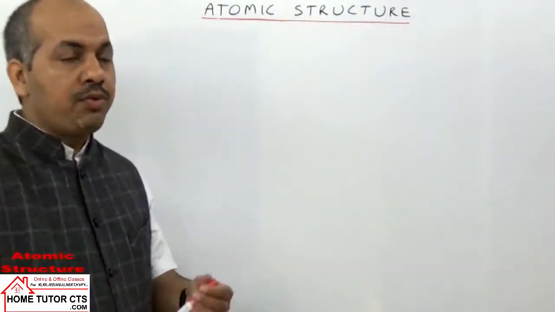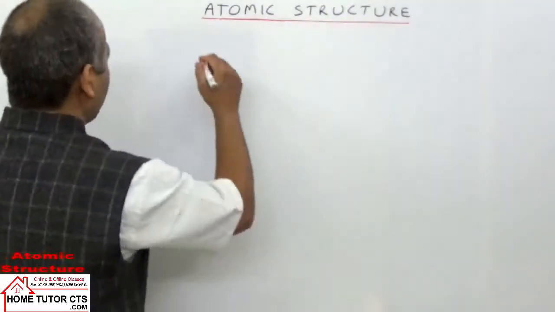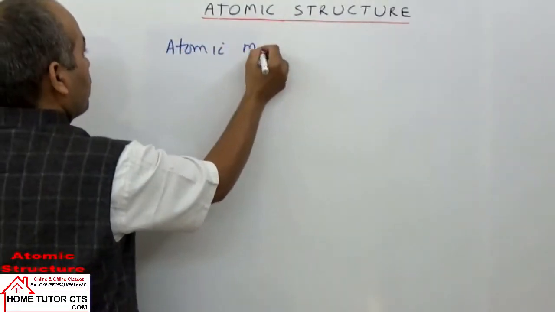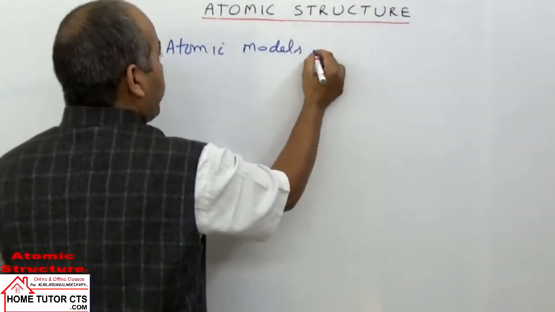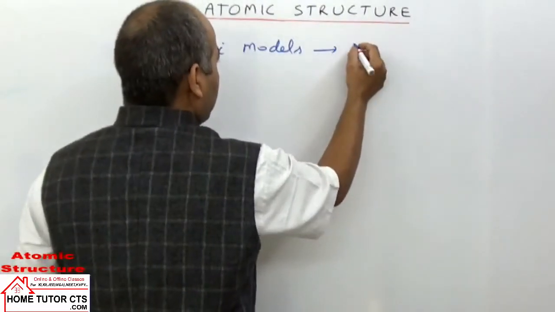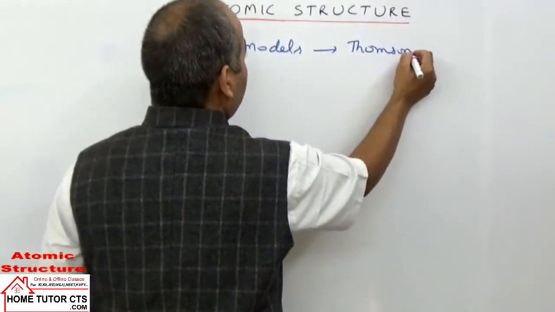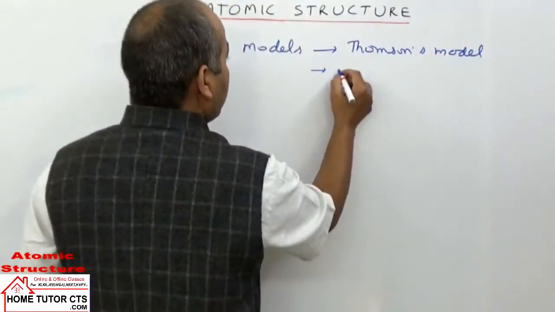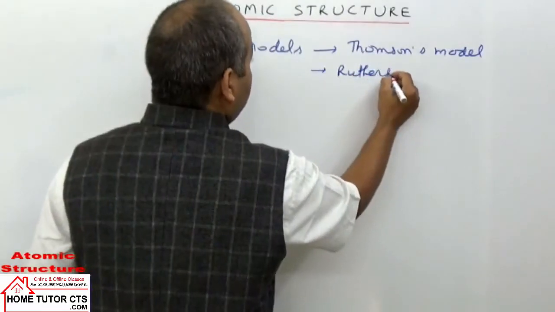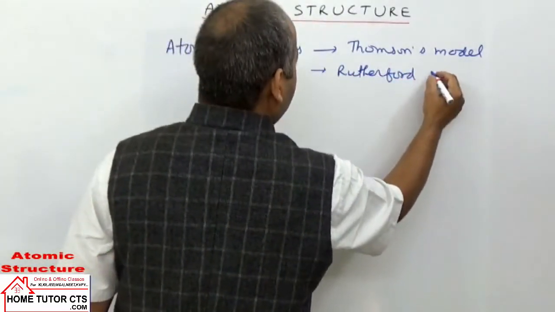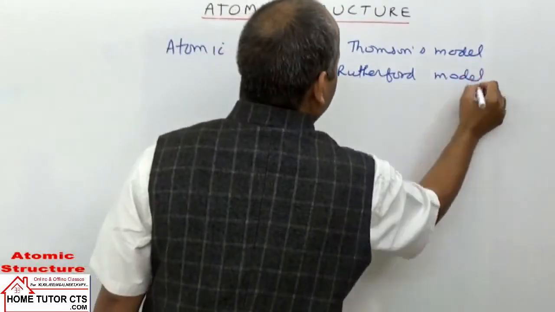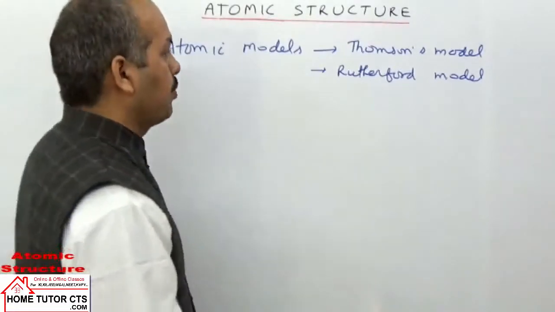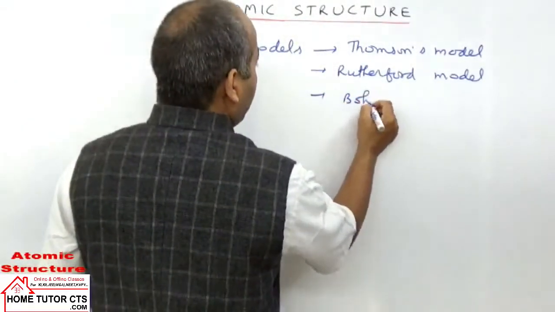By the way, let us make a list here of the topics we are going to discuss in the given chapter. We will study first about different atomic models. In models, to start with we can take Thomson's model. Then we can take Rutherford's atomic model, based on his alpha particle scattering experiment. Then you can take Bohr's model.